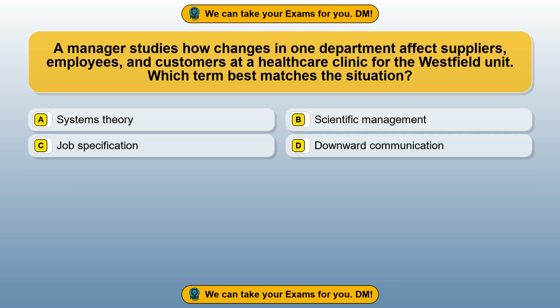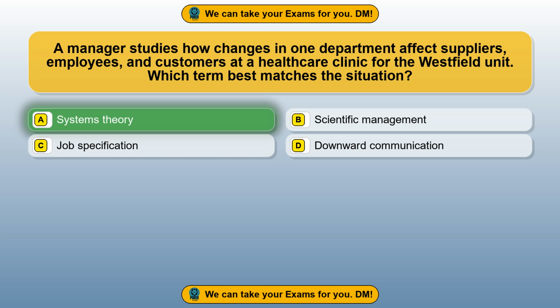Question 5. A manager studies how changes in one department affect suppliers, employees, and customers at a healthcare clinic for the Westfield unit. Which term best matches the situation? Option A, systems theory. Option B, scientific management. Option C, job specification. Option D, downward communication. The correct answer is option A, systems theory.